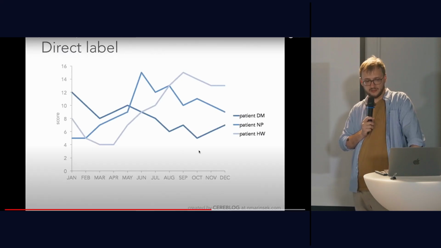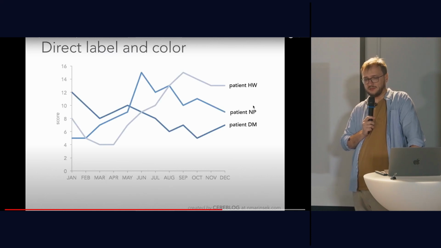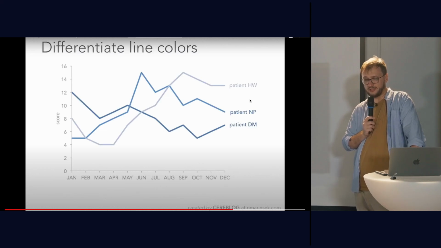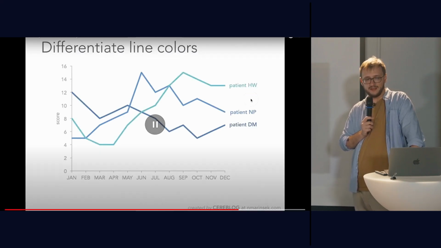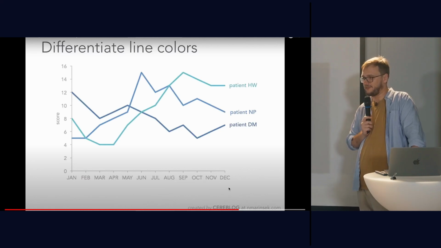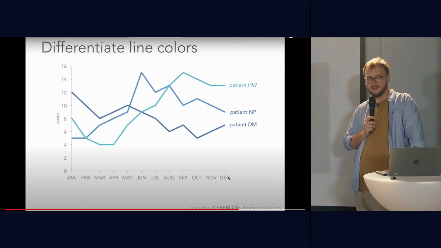Also, we need to do direct labeling. If you have something like that, you can just place labels here and not use any kind of color legend. And we also need something not so bluish, different kinds of blue, but colors that are more distinguishable.